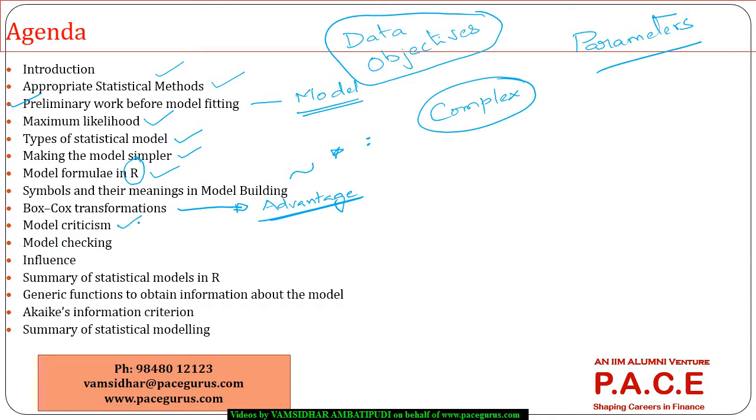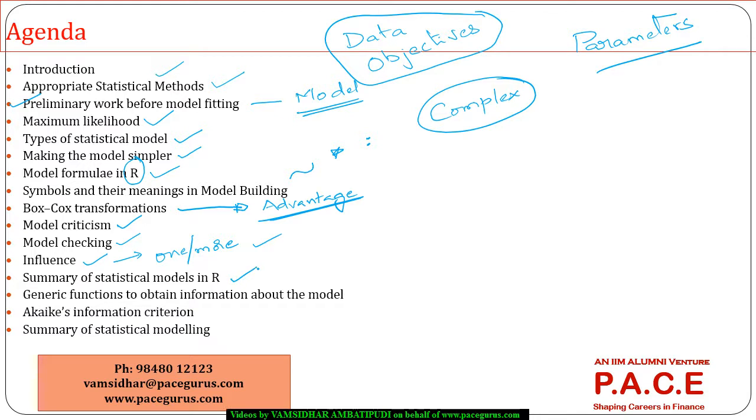And then how do I critically evaluate the model? How do I check the model? Once I have prepared it, what is the goodness of fit of that particular model? What do I mean by the influence of one or more data points on the model? And how do I really check for the influence of any of the points on my model?